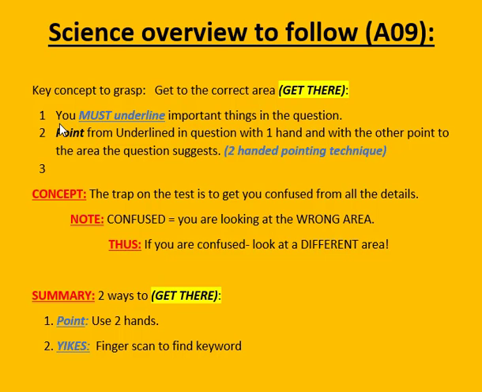All right, step number one, underline. You must underline the important things in the question, all right? The questions are very long. You're going to notice that each one of these questions is going to be over 2 lines of text. That means you're going to have to read it multiple times. So what we want to do is simply underline what's important in the question.